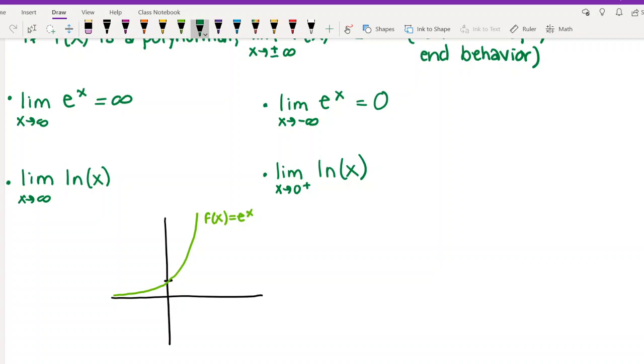And so that's because when you're plugging in, if you're doing like e to the negative 100, that's 1 over e to the 100. And e to the 100 is really big, so you have 1 over a big number, which is close to 0.